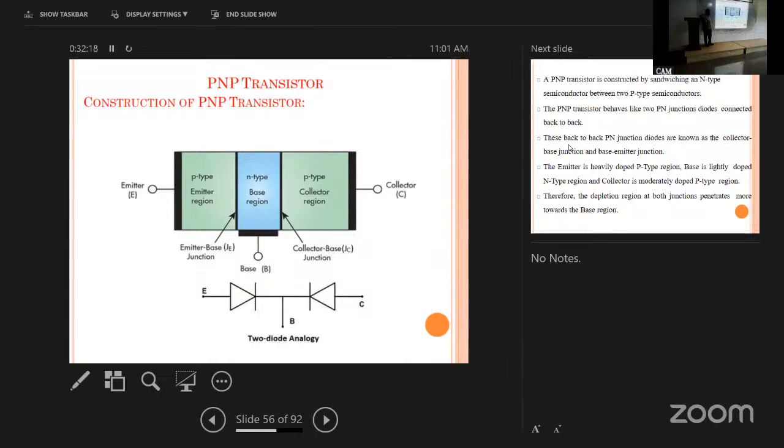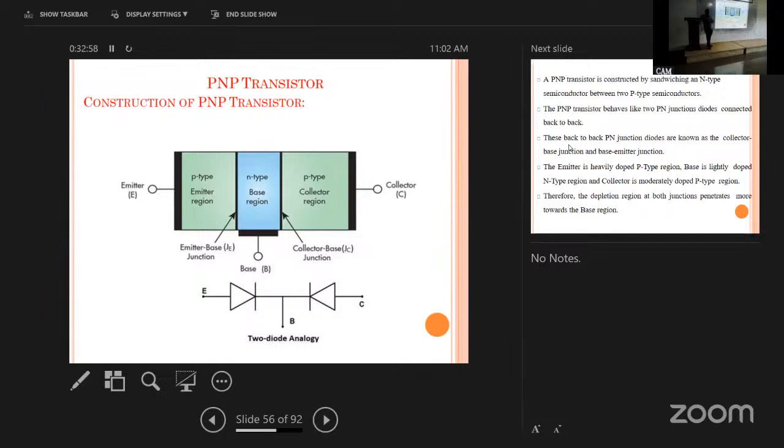Like this. See, PN, PN. What is the common here? N is common. Whatever is common, we pick one terminal for that common. One is P type, one is here P type. So how many terminals are there? 1, 2, 3. This is called emitter, this is called base, the other one is called collector. So emitter, base, collector.